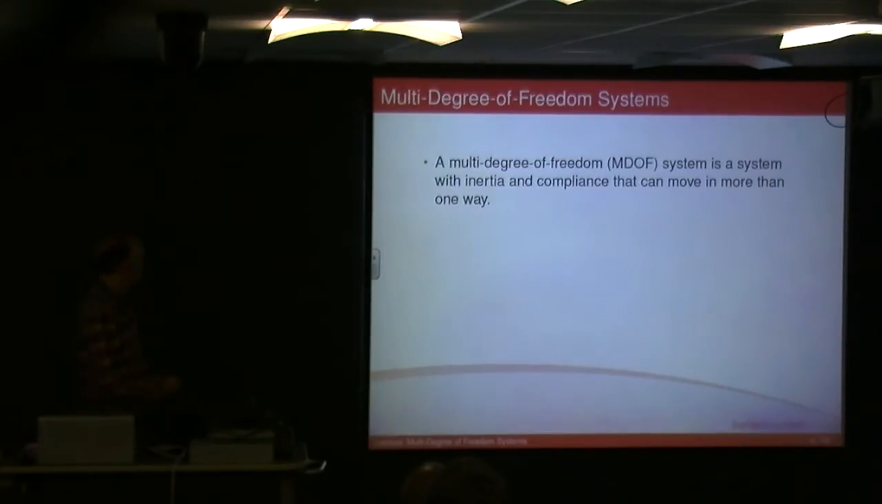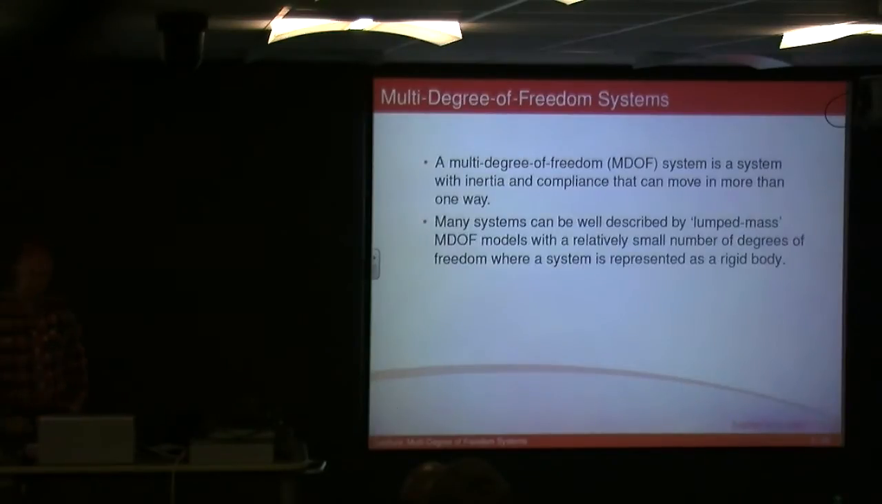Okay, so a multiple degree of freedom system is a system with inertia and compliance, okay, that can move in more than one way. Up till chapter 4, that was all single degree of freedom systems, so it could only move in one way. But last week we introduced multiple degrees of freedom, reviewing what you'd covered last year. Okay.